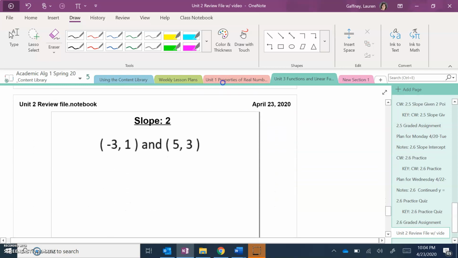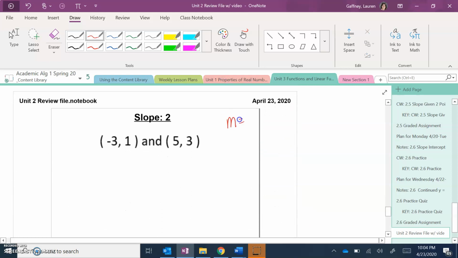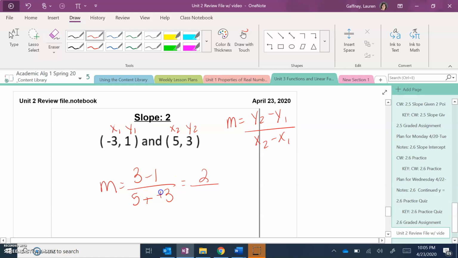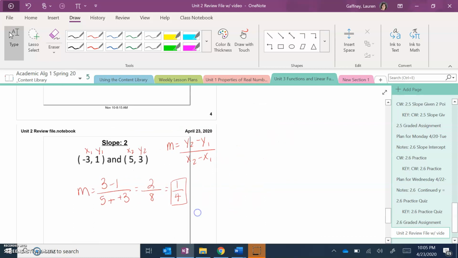Okay. Then we did slope given 2 ordered pairs. So we use the letter m for slope. And the formula is y2 minus y1 over x2 minus x1. This is x1, y1, x2, y2. So 3 minus 1 over 5 minus a -3. Be very careful there. So this is 2, and this would just turn into plus, so over 8. Make sure you reduce that. 2 over 8 reduces to 1/4, not 4. Be very careful with that.